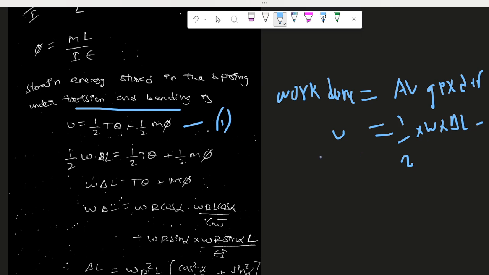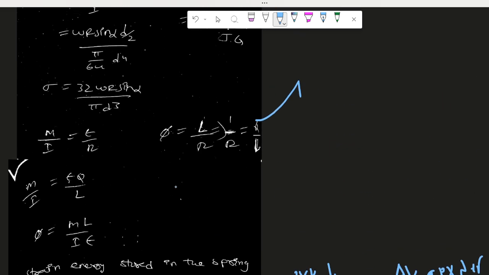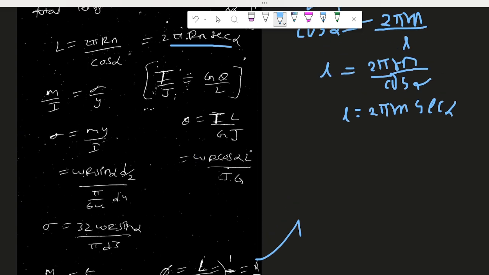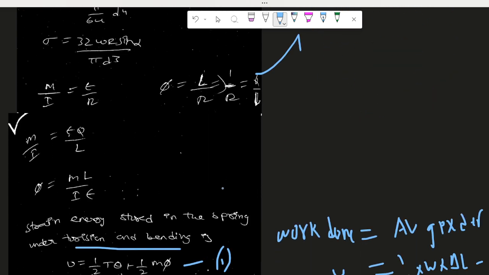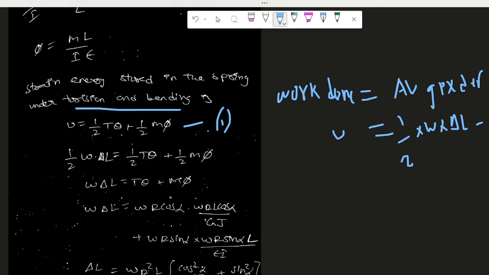Equating equation 1 and equation 2: half of the load into deflection equals half of T theta plus half of M phi. Half cancels on both sides, so load into deflection equals T theta plus M phi. Here T equals W R cos alpha, and theta equals W R cos alpha L by G J. Similarly M equals W R sin alpha, and phi equals W R sin alpha into L by E I.